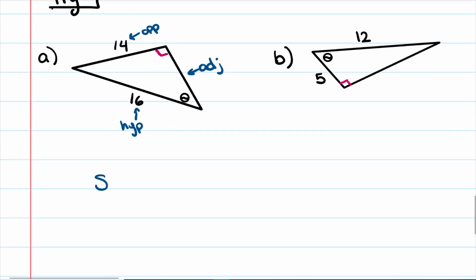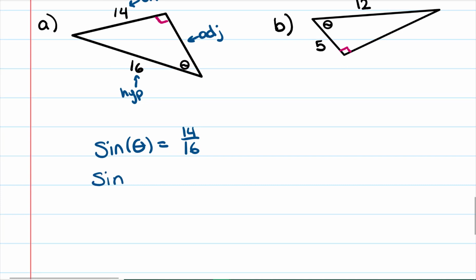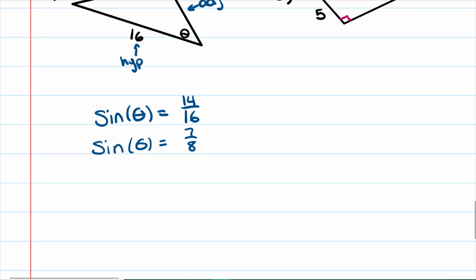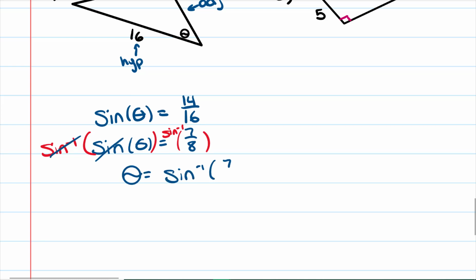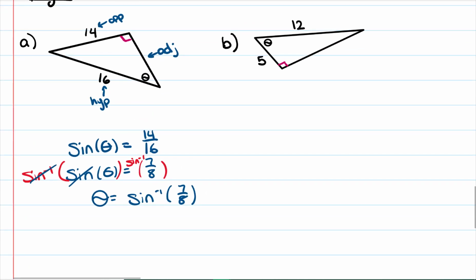So I get sine of theta is equal to 14 over 16. You could leave it like that, but I'm going to reduce it. Sine of theta is 7 over 8. And now what we do is we take sine inverse of both sides. So these cancel off, and I get theta is sine inverse 7 over 8. I'll put that in my calculator in a minute. I'm going to go ahead and solve the second one first.